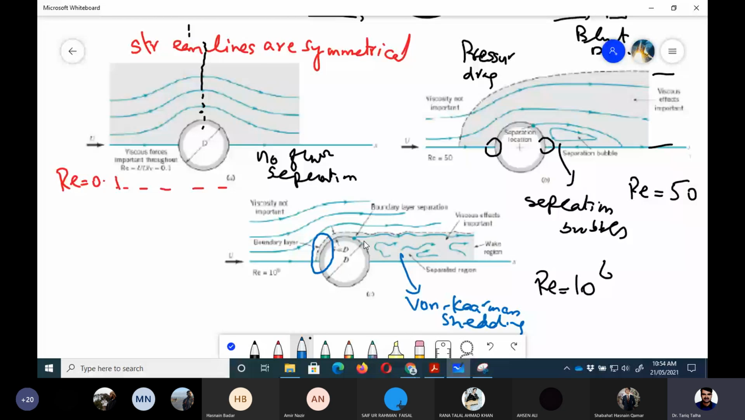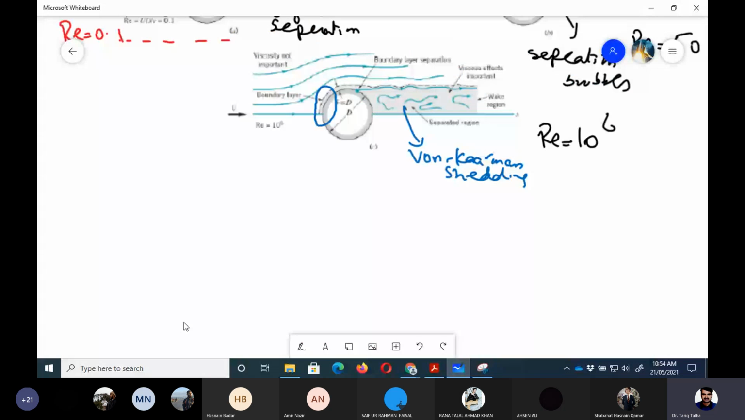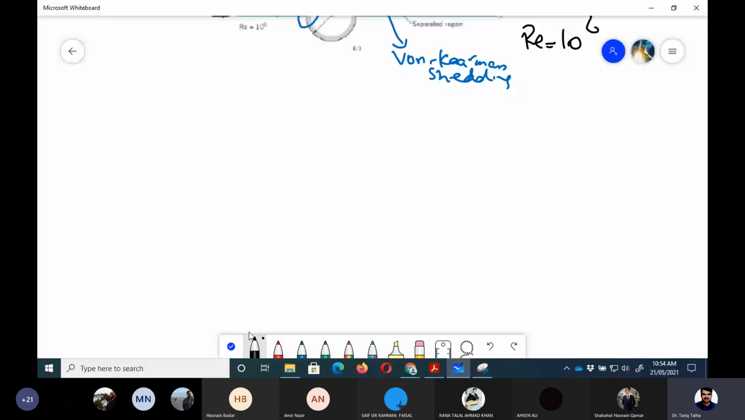So in these cases, at Reynolds numbers 50 and 1 million, there is flow separation on the back end of the semi-blunt body, and due to that pressure drag is very high in these two cases. But at a low Reynolds number, pressure drag is negligible and friction drag is more. If I write these discussion points down and summarize them, maybe it would be more helpful.